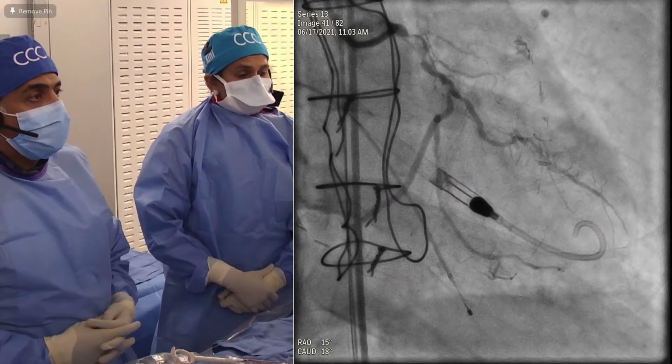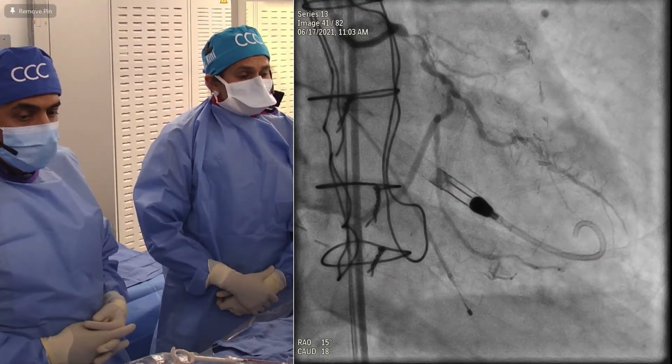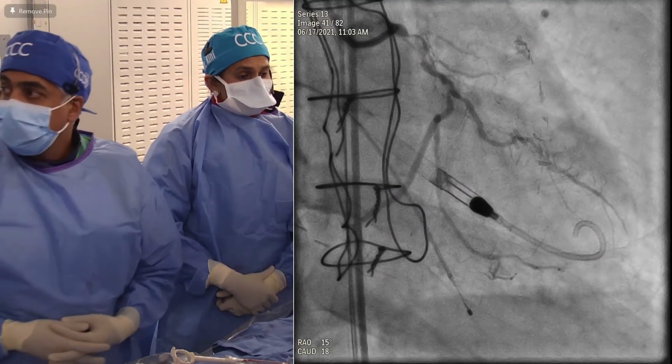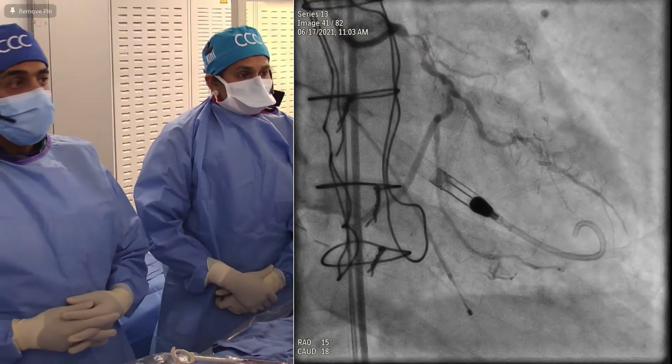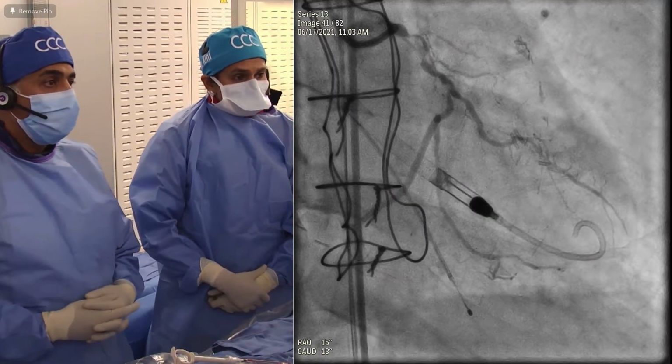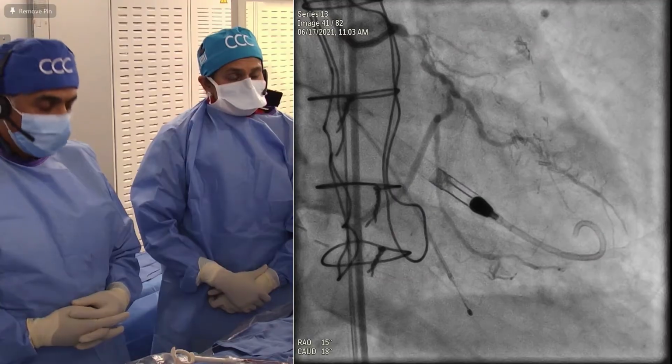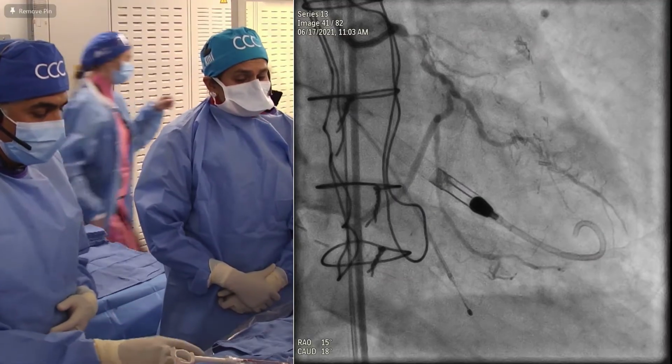Let's start with Bill Nicholson. I think you've got a working LIMA to the LAD, but you're going to rotoblade a large territory, and it's going to be a lot of rotoblading. You've got a bad EF of 20-25% to start with. I think it's a very reasonable choice. Dr. Mehta?